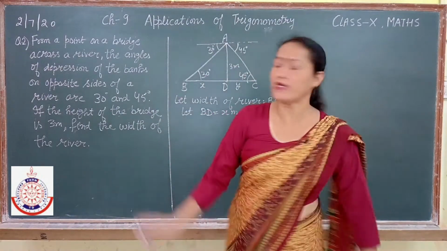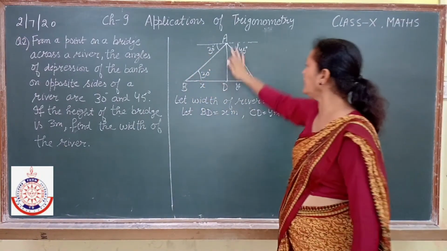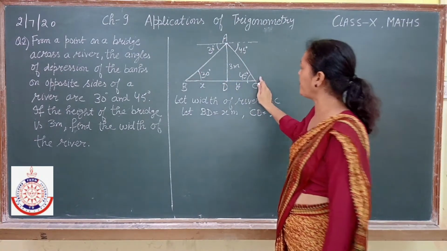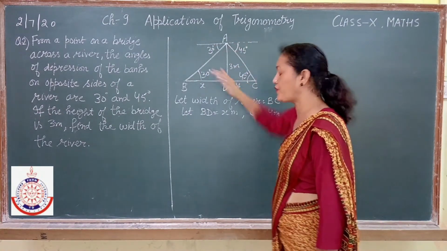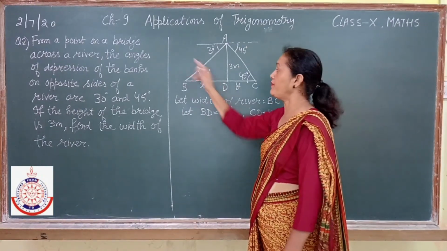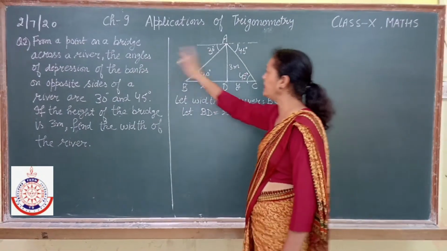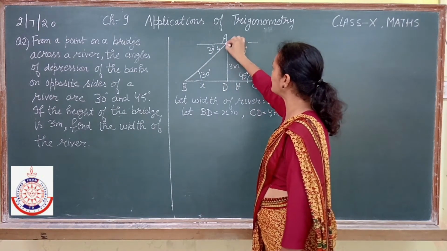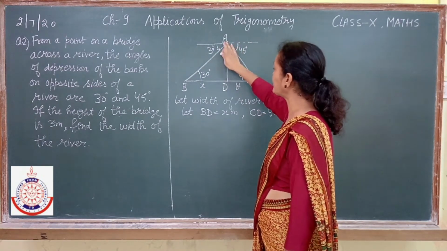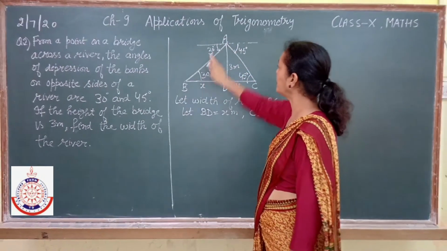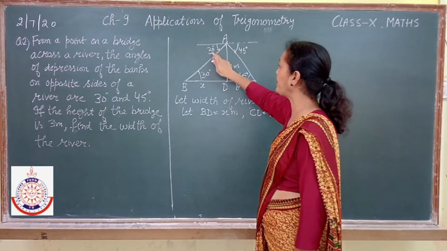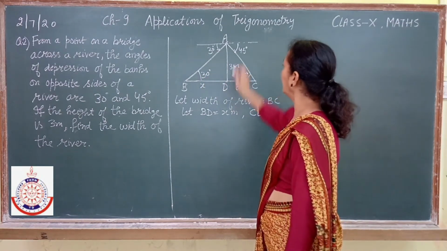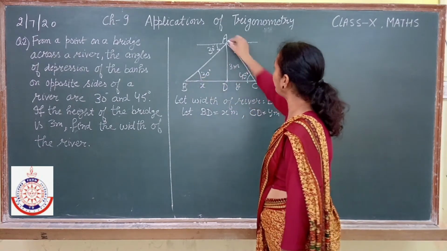If I do not draw this angle of depression, then without it this figure will be wrong. If I draw without depression, it means I am showing angle of elevation. So whenever angle of depression is given, we have to show the angles over here. The person is standing here, he or she is looking down, angle of depression is being framed. Then angle of depression being taken as alternate angle, so it becomes 30 degree here. Now the height of the bridge is 3 meter.